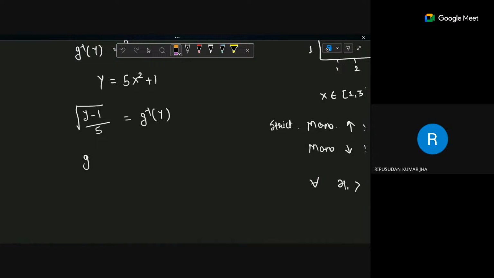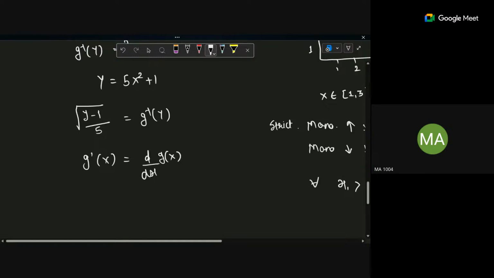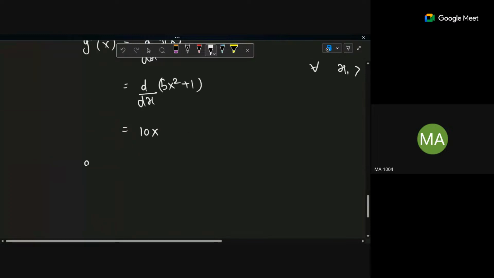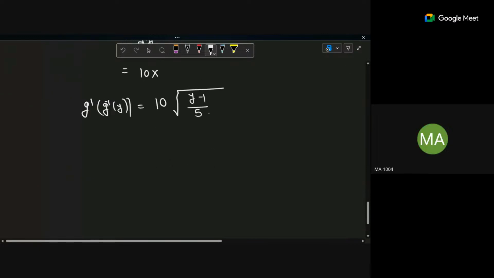10x. g prime of x is what? Derivative of g of x with respect to x. So it is 5x square plus 1; the constant's derivative is 0 and the rest of the part is 10x, right? Then what will be g derivative at g inverse of y? It will be 10 into root under y minus 1 upon 5. Okay, fine.